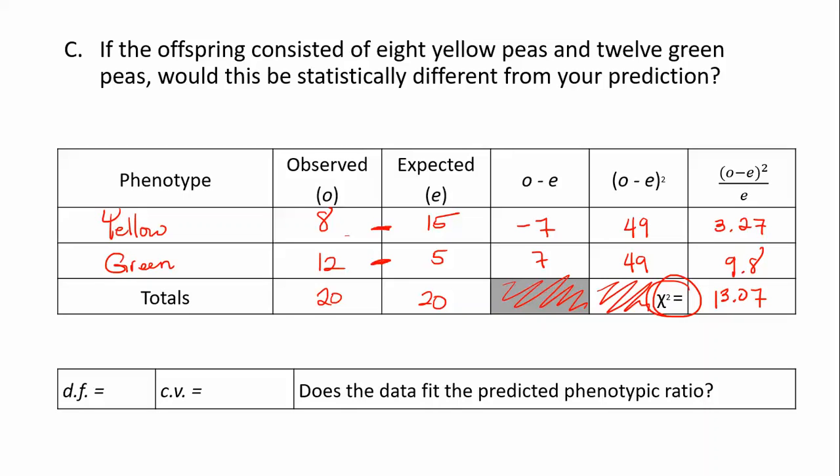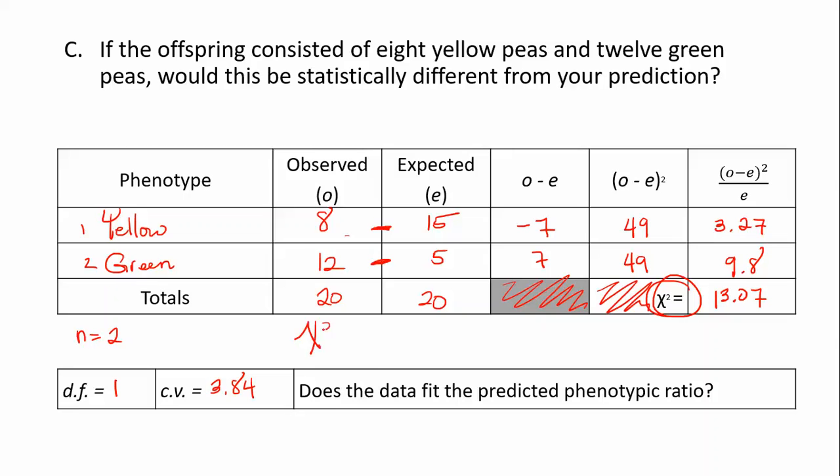For our degrees of freedom, we need to know how many possible outcomes. Basically, how many phenotypes did we have? Well, we've got 2 different phenotypes. Our n is 2. Degrees of freedom is n minus 1, so we have 1 degree of freedom. If we look at our table of chi-square critical values, we're going to find that for a p of 0.05, our critical value is 3.84.